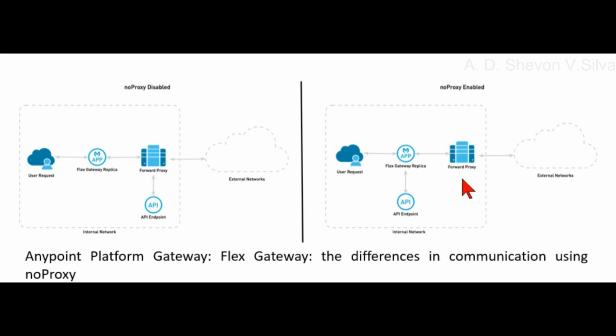The following diagram demonstrates the differences in communication with noProxy. In the diagram, when you do not enable noProxy, Flex Gateway communicates with the internal API endpoint using a forward proxy. When you enable noProxy and list the API upstream domain, Flex Gateway communicates directly with the internal API endpoint.